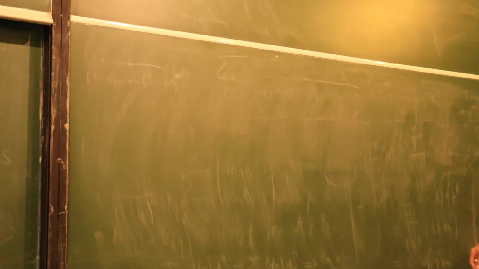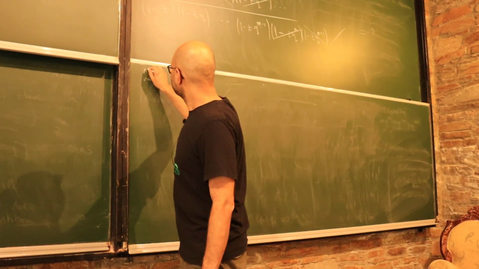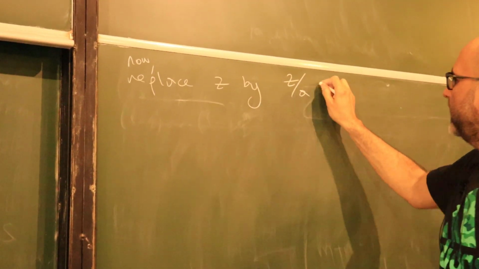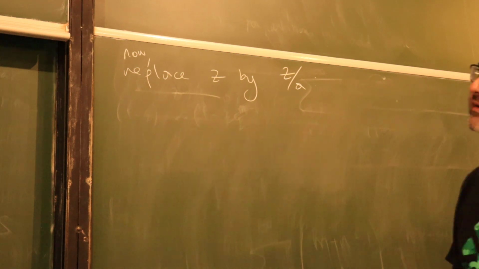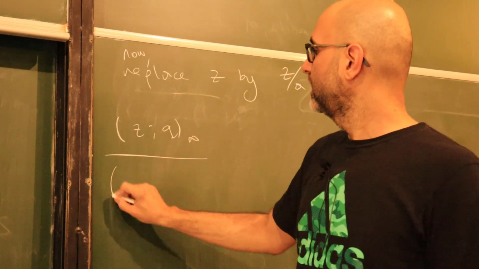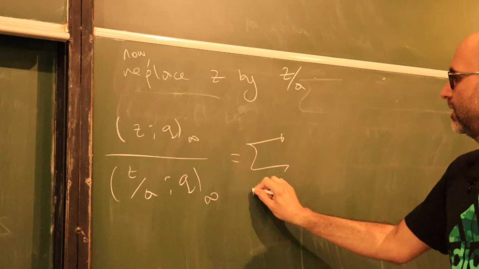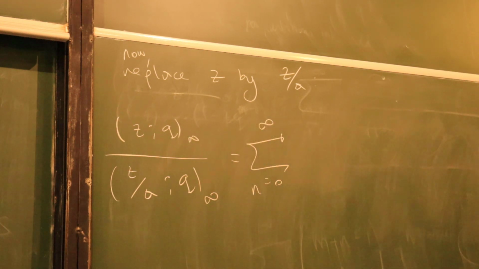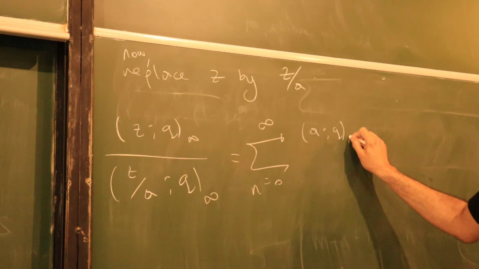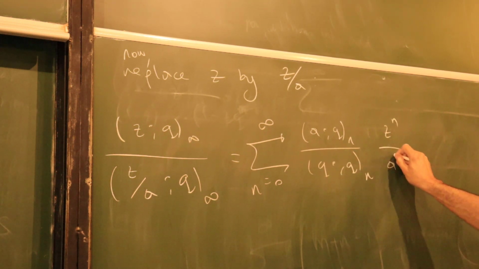Well, if we replace z by z divided by a, now replace z by z over a. Let's see what we're going to have. We will have (z; q)_∞ divided by (z/a; q)_∞. That is the sum from n equals 0 to infinity, except for z, everything else is the same. We have (a; q)_n, (q; q)_n, z^n divided by a^n.